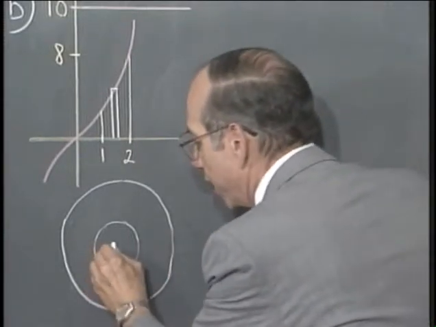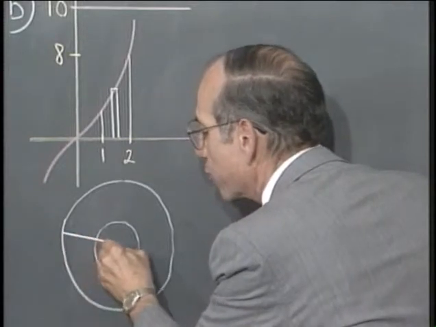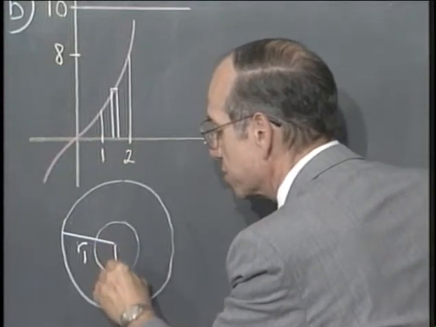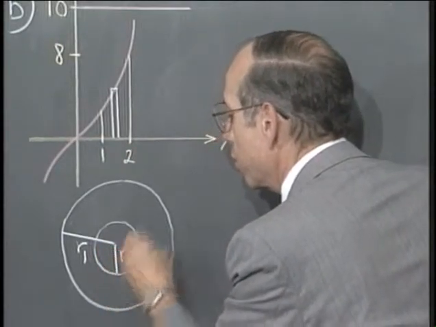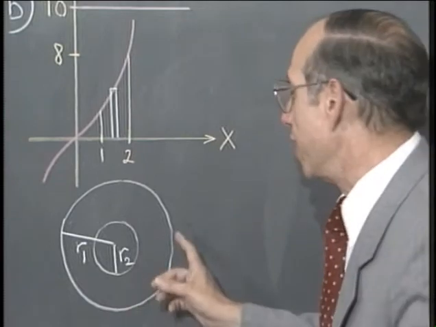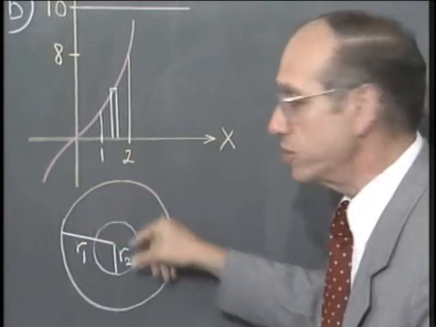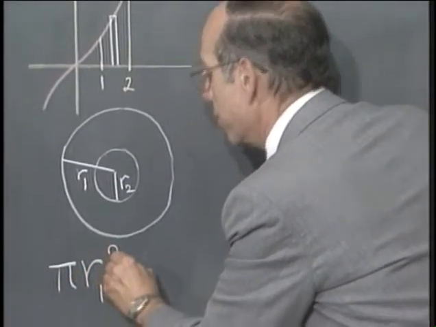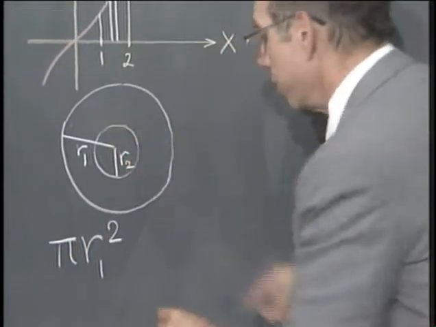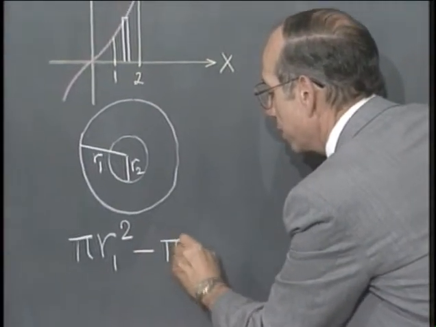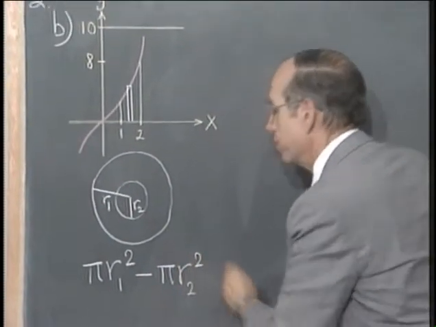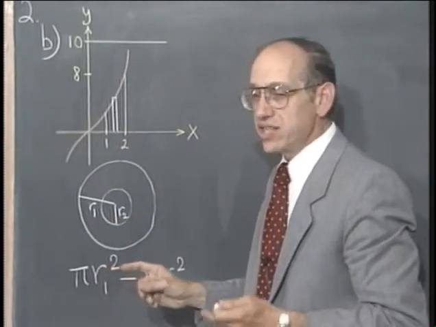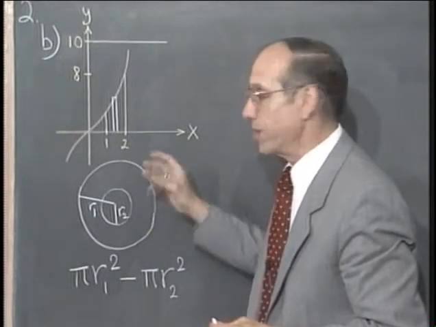In other words, if I call this outer radius distance r sub 1, and I call this distance the inner radius, r sub 2, then the area of this punctured disk is pi times r1 squared, that's the area of the entire circle, minus pi times r2 squared, that's the area of the inner circle. Now, how does that relate to our diagram up here?